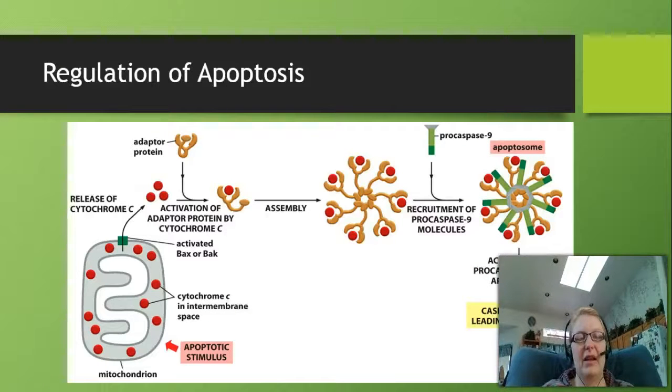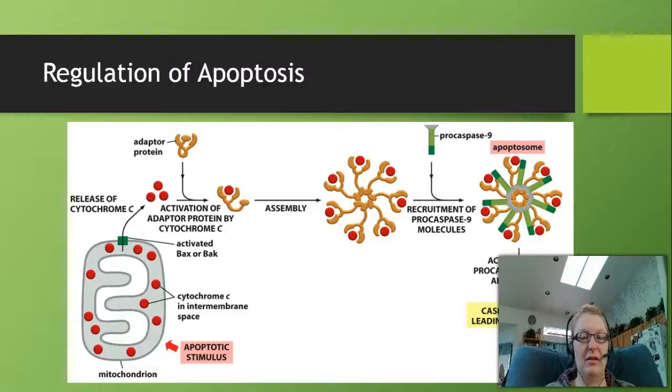So obviously, if this is something that is so all or nothing, once the triggers are received, how do we stop it from happening? And so what we see here is the process that leads to apoptosis.